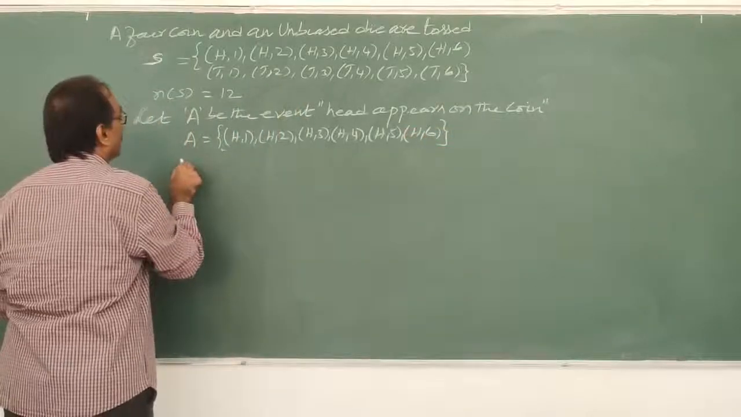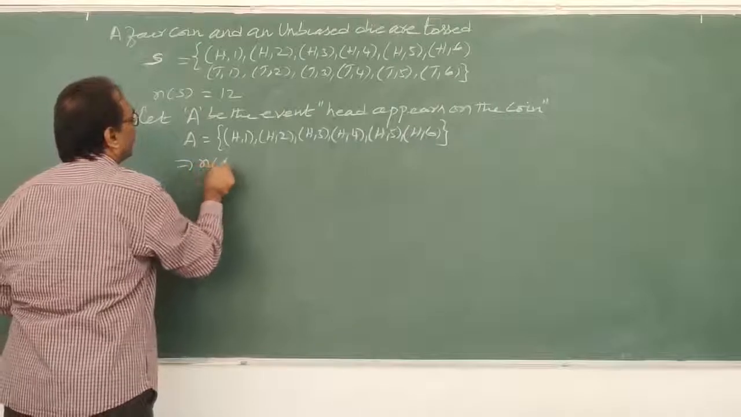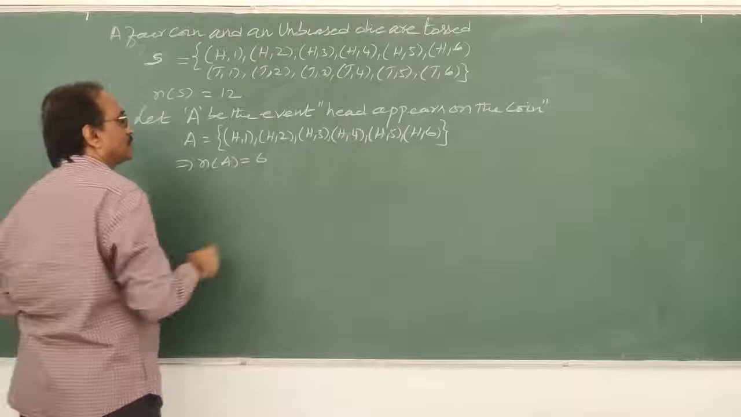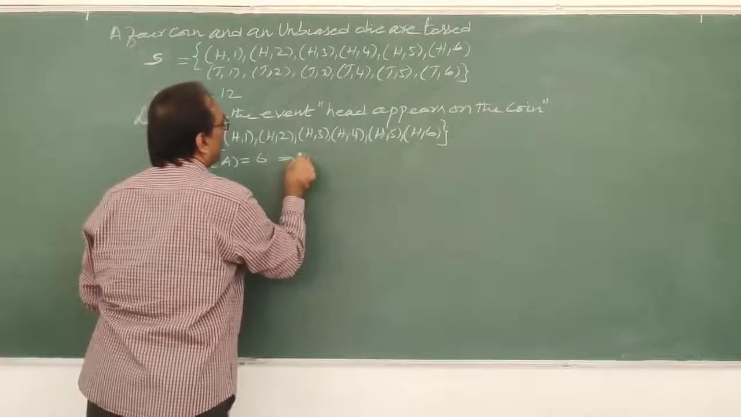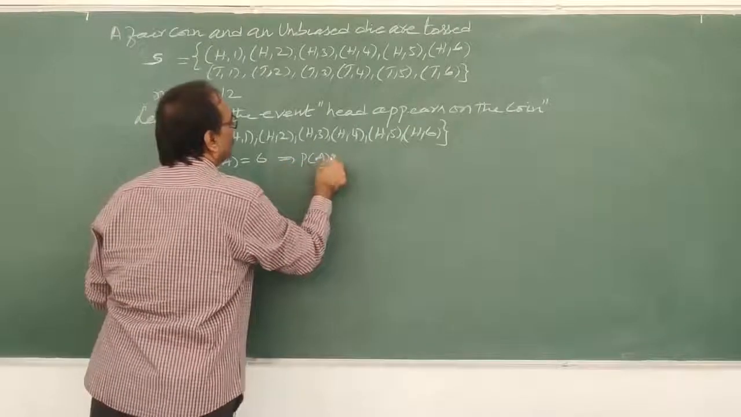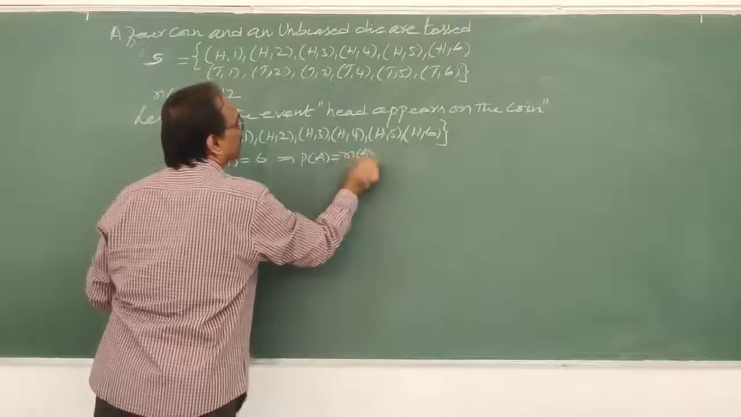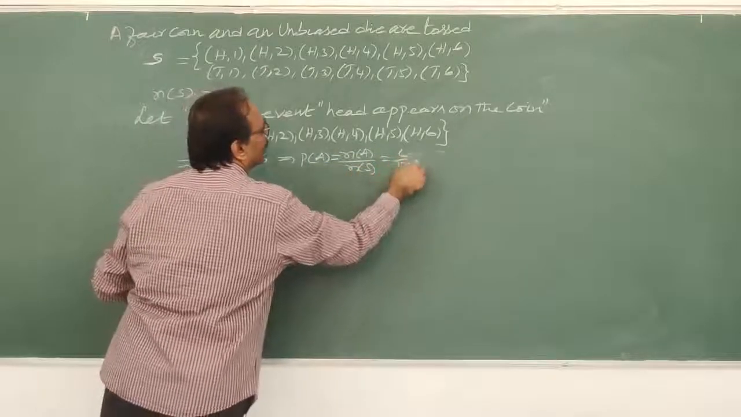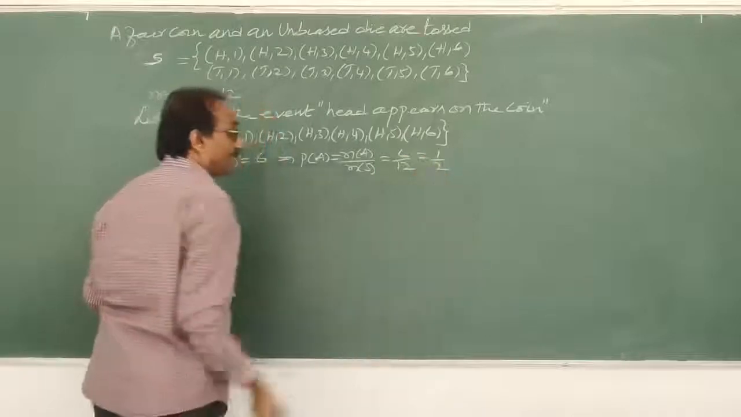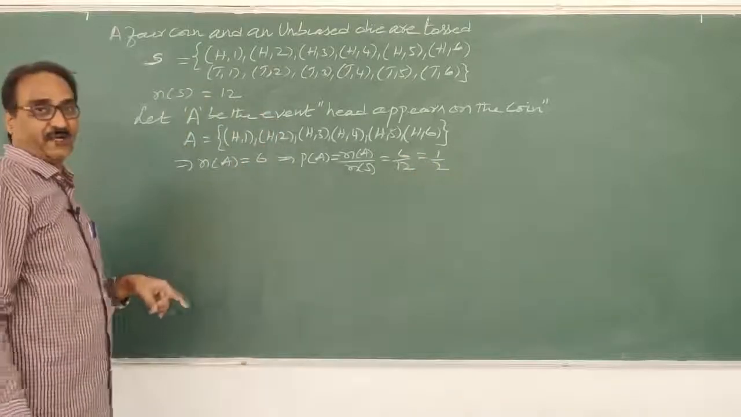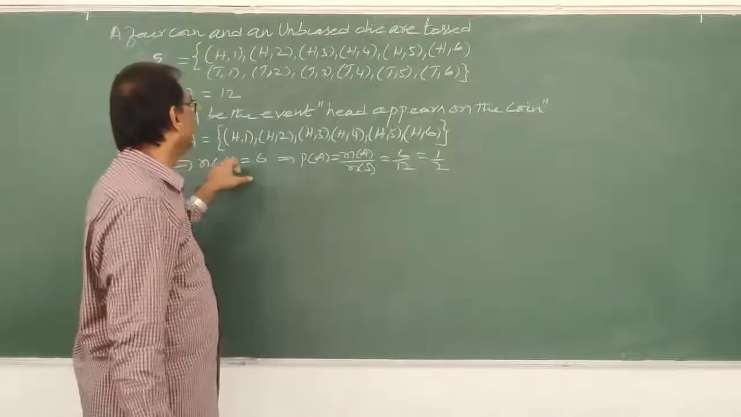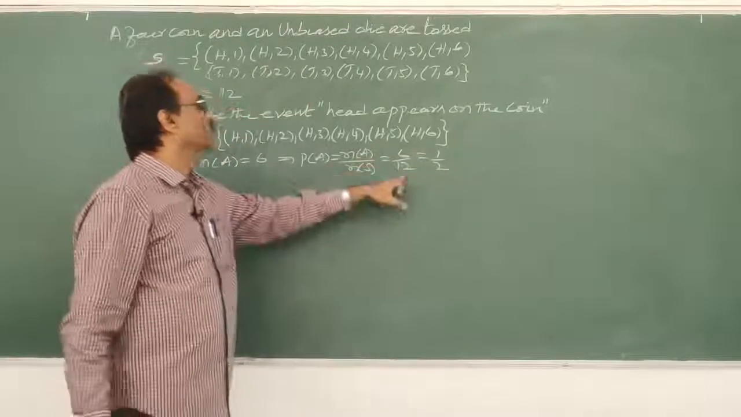So N of A is equal to 6. What is P of A now? P of A is equal to N of A by N of S, which is 6 by 12, equal to 1 by 2. He is asking whether they are independent or not, so we have to find the probability of A. P of A is 1 by 2.